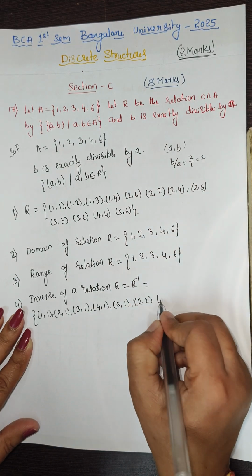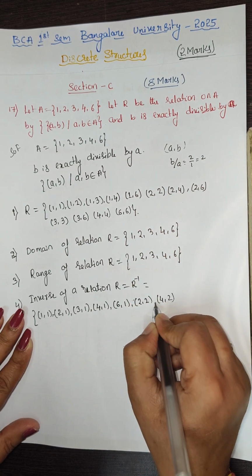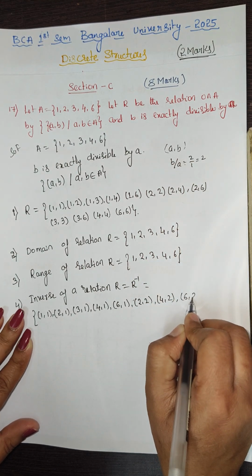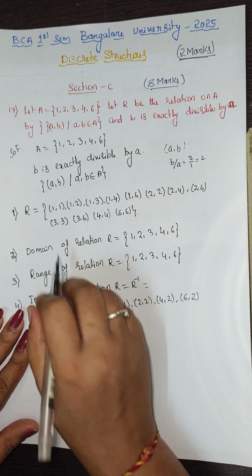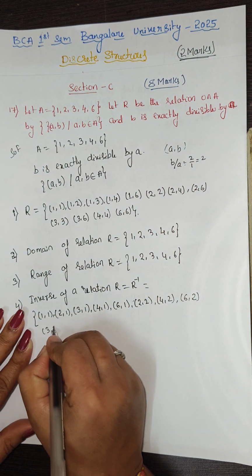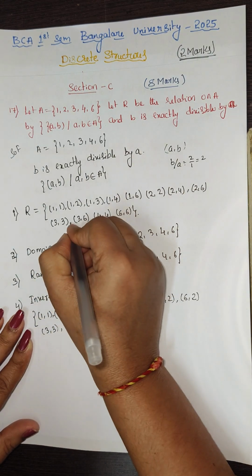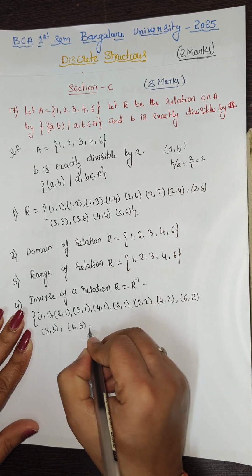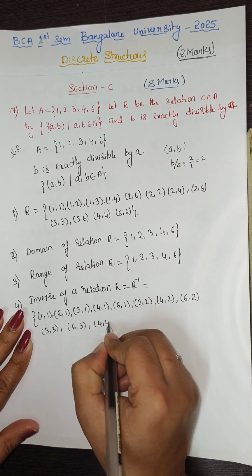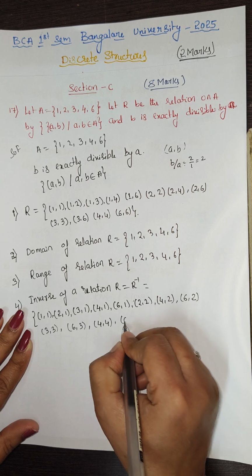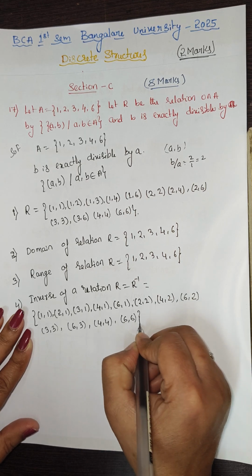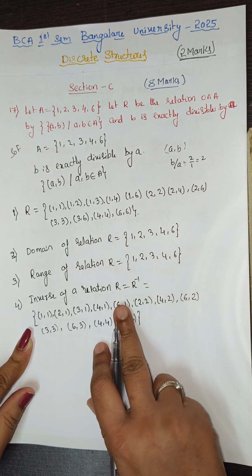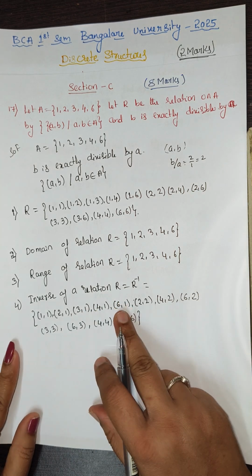2, 4, we have to write 4, 2. 2, 6, it will change as 6, 2. Next 3, 3 only. 6, 3. 4, 4. And 6, 6. Okay, this is the inverse of the relation, R inverse. Hope all of you understood this one.